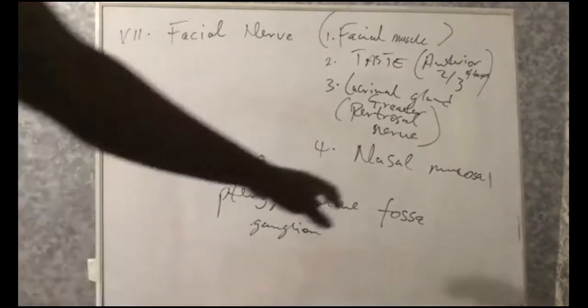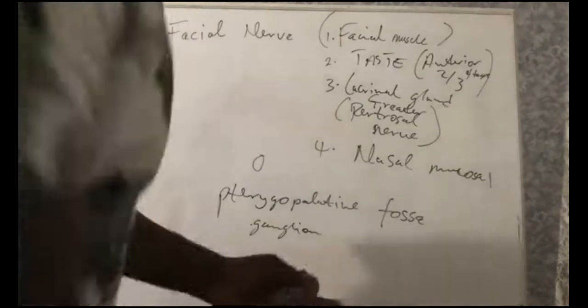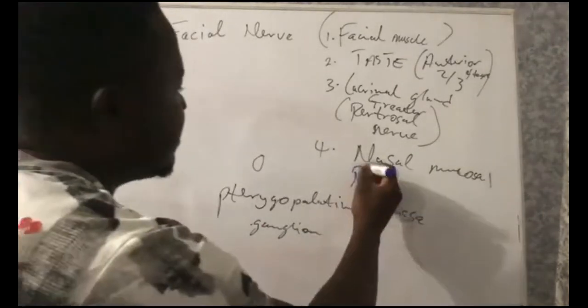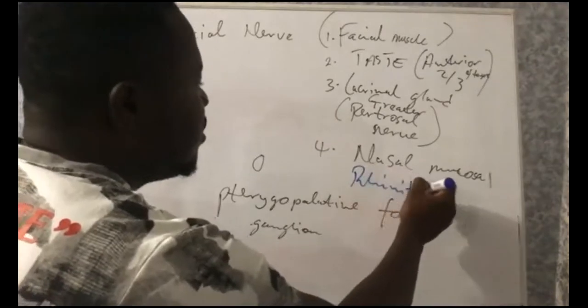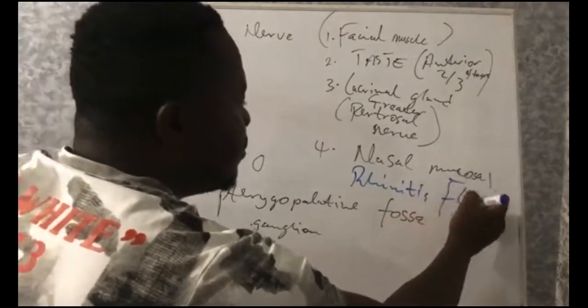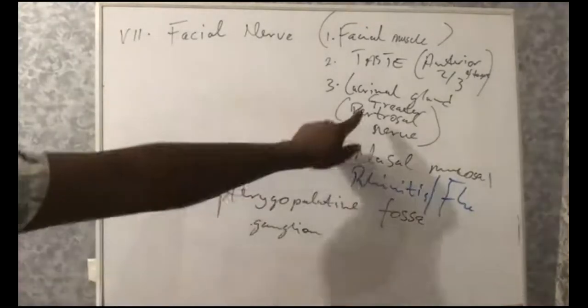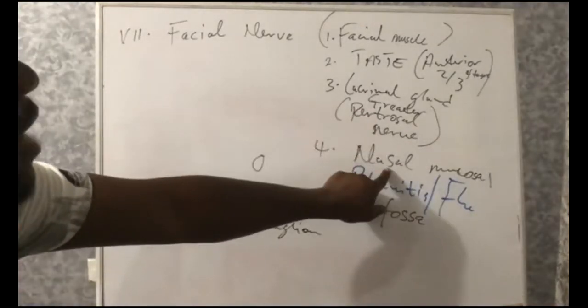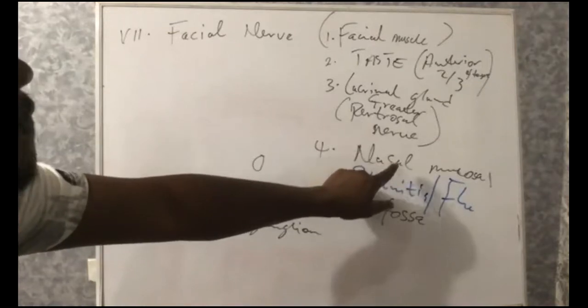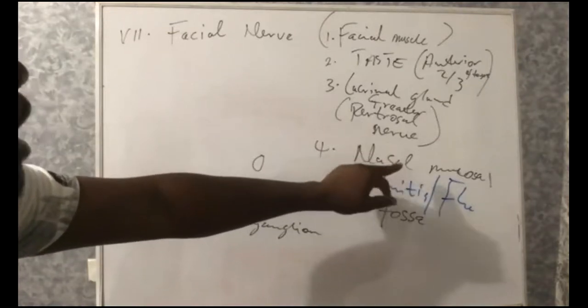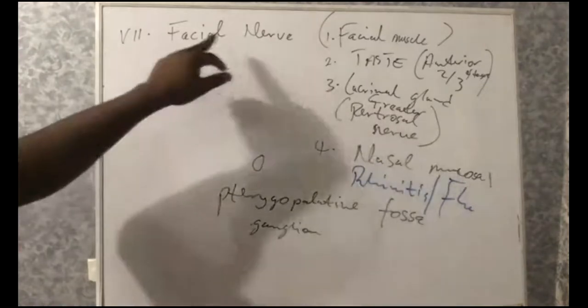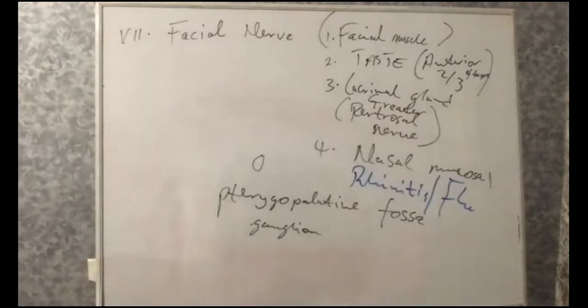So, if in your nasal mucosa you are having a condition like rhinitis or any flu, what is going to happen is that because the greater petrosal nerve is supplying the nasal mucosa, that infection can go back retrospectively to the facial nerve and have an effect on it. So let's look at the image that we have here so that you understand it from that point.